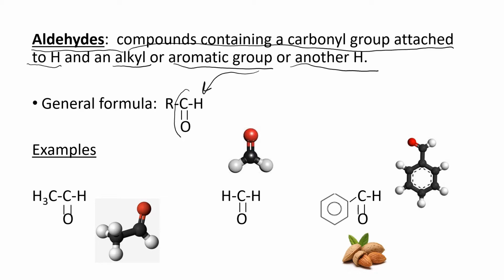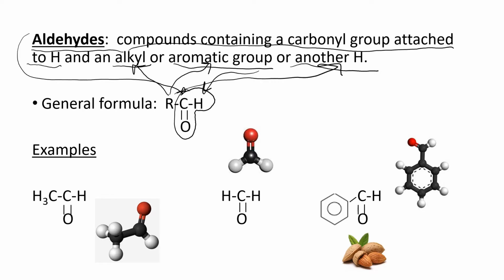This is our carbonyl, which is a carbon double bonded to an oxygen, and to that carbon we have a hydrogen attached. This makes the functional group, the aldehyde. The R stands for either the alkyl group that's attached to that carbon, or an aromatic group, or another hydrogen. Some examples are shown below.